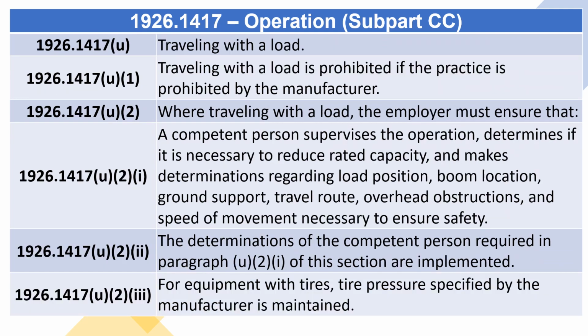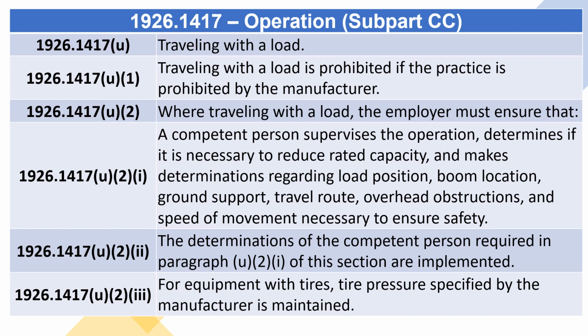1926.1417 U. Traveling with a load. 1926.1417 U1 and U2. Traveling with a load is prohibited if the practice is prohibited by the manufacturer. Where traveling with a load, the employer must ensure that 1926.1417 U2 I through U2 3.